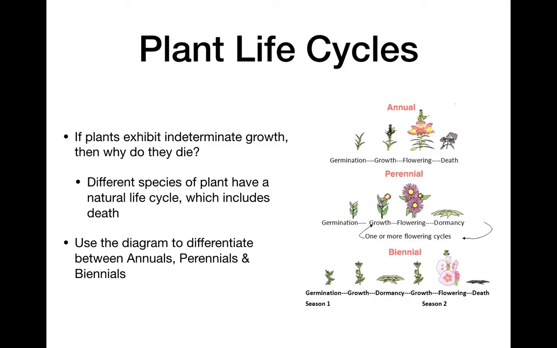And biennials are kind of in between. They do it only twice. So they would germinate, grow, become dormant, grow, and then they flower, and then they die. So these particular plants don't flower in their first season. They only flower in their second season. This will come up to be important a little bit later in the lesson.